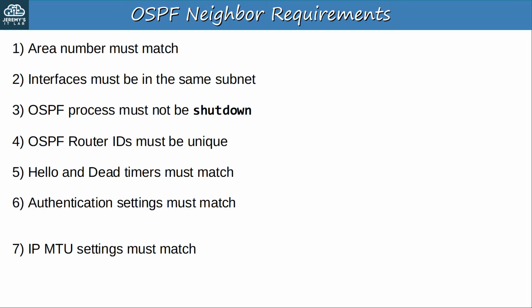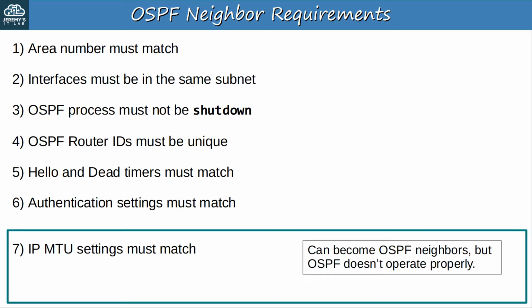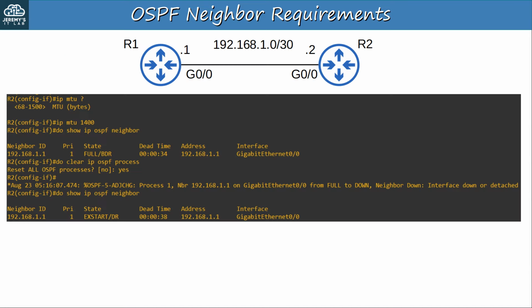Note that this requirement and the next one are special. Even if the settings don't match, the neighbors can become OSPF neighbors, but OSPF won't function properly. Let's see. You can configure the IP MTU of an interface with this command. ip mtu followed by the MTU in bytes. I changed it to 1400 on R2's G0/0, so it doesn't match with the default 1500 on R1's G0/0.